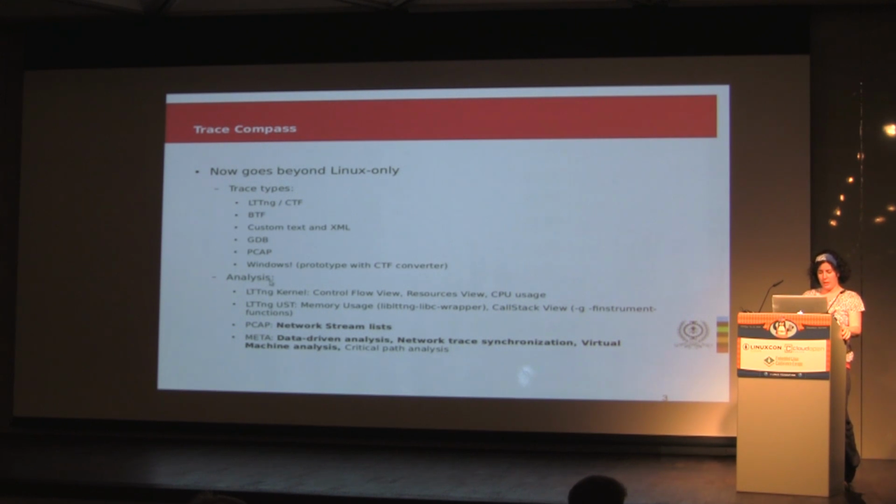For LTTng UST, we have a few built-in analyses, like the memory analysis for traces taken by preloading the liblttng libc wrapper. We have a call stack view that shows the call stack of any application that was compiled with the -finstrument-functions option. For Pcap traces, we can show the network stream list. That's every stream between two endpoints in a different protocol. And we also have meta-analyses that can apply to any trace type: data-driven analysis, network trace synchronization, virtual machine analysis, and critical path analysis.